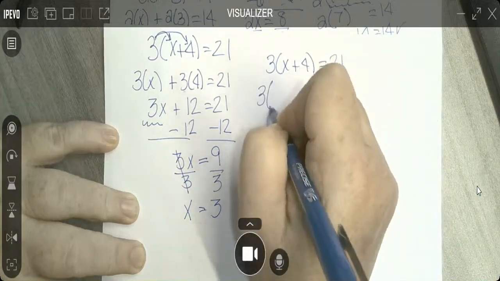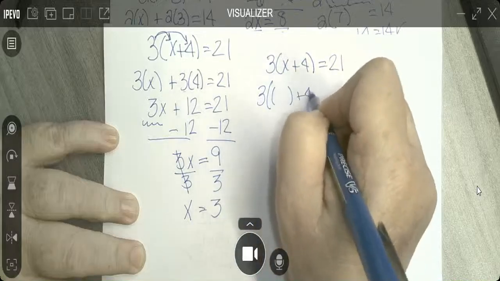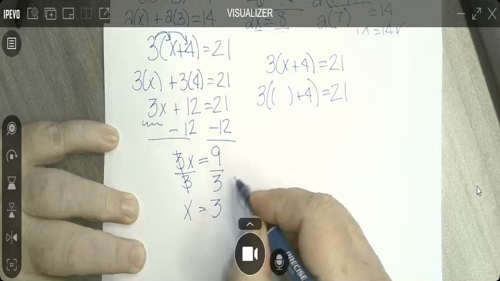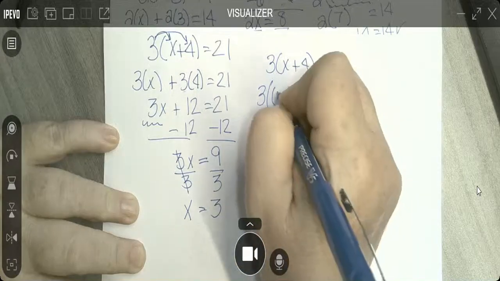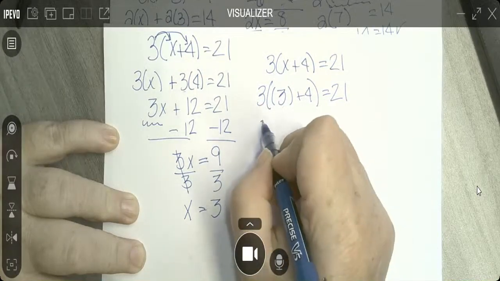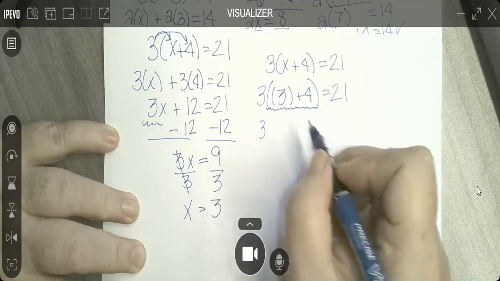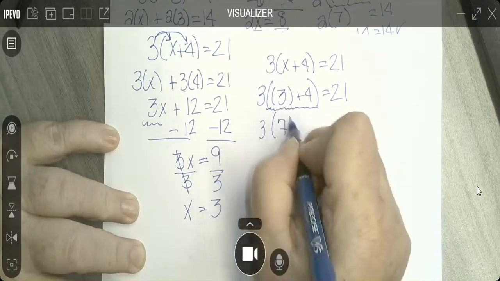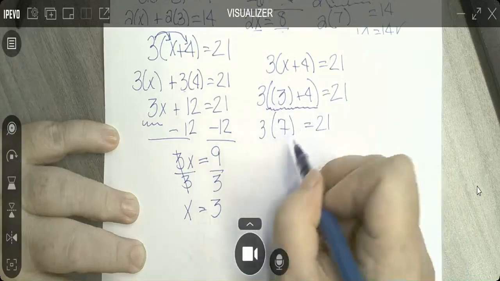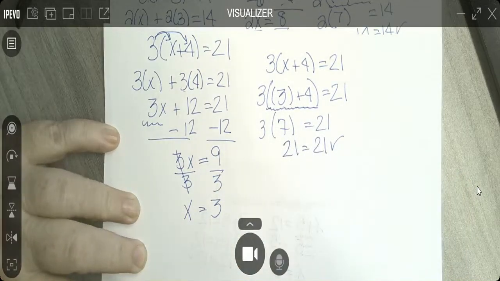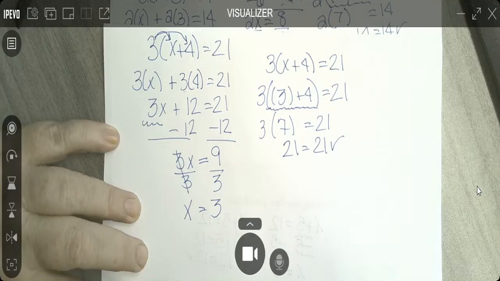So 3, I'm going to put parentheses every place I have a variable. In this case, just one place. We think x is 3, so I'm going to put 3 in there. Now remember, order of operations says I have to do what's in parentheses first. So 3 plus 4 is 7. And guess what? 21 equals 21.